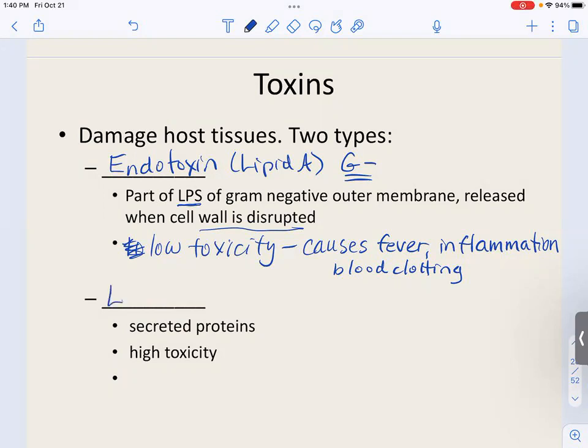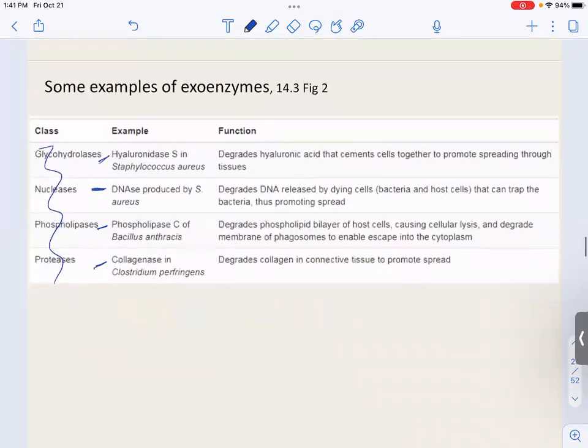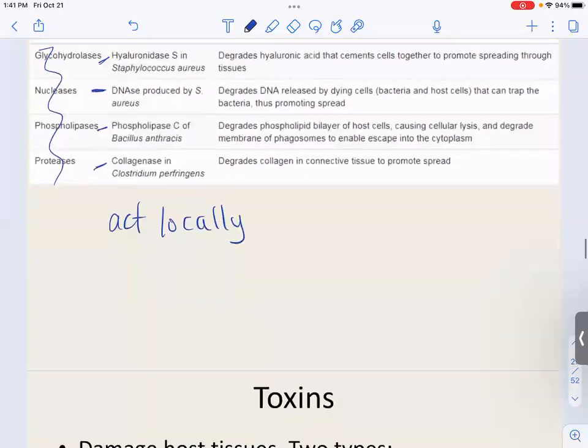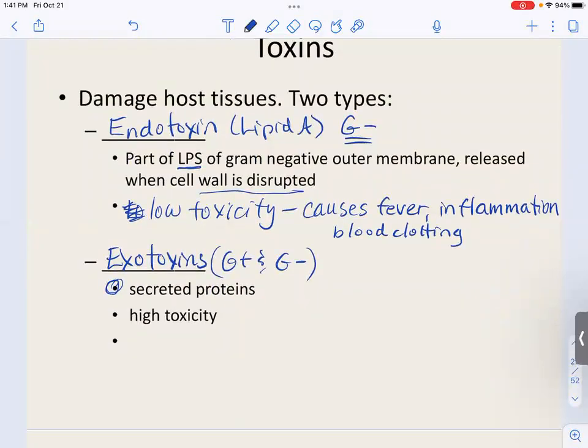So the other kind of toxin, exotoxins, are proteins, and this can be gram-positive or gram-negatives, both. And these are secreted proteins. So what's the difference between an exotoxin and an extracellular enzyme? An extracellular enzyme is usually only going to work right around the cell that secretes it. So extracellular enzymes act locally. But an exotoxin is going to act more systemically.